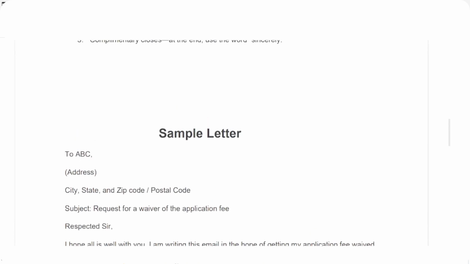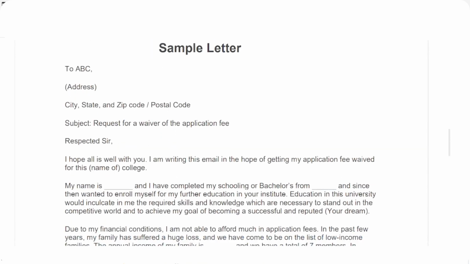So moving to the top, you can see that Mr. ABC, you mentioned the name. That's why it's always necessary to do research about the university to know the procedure or who is responsible.